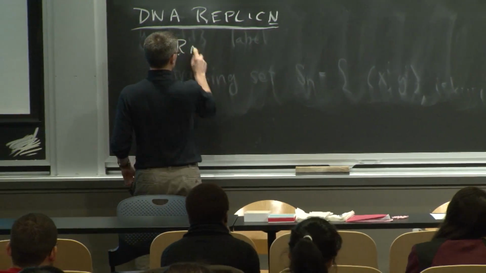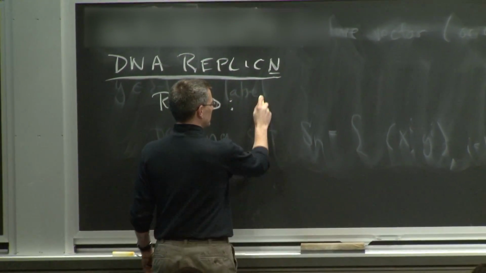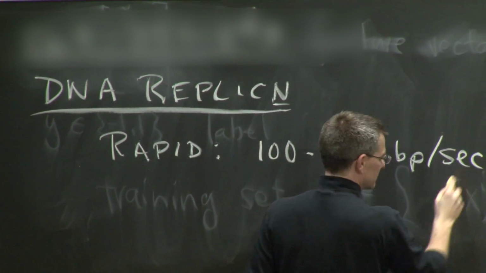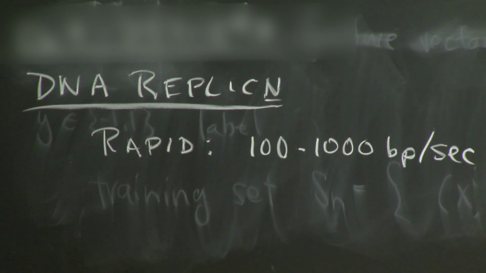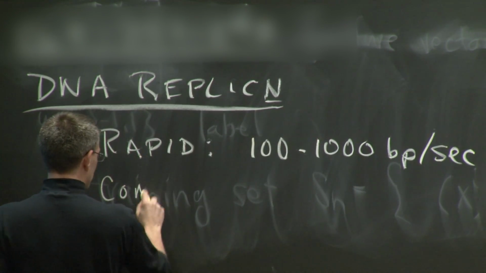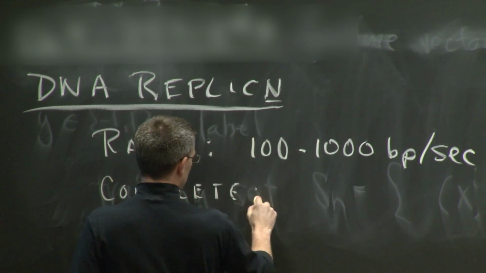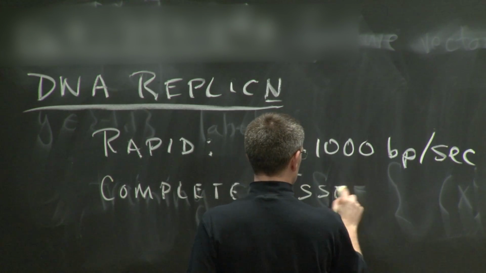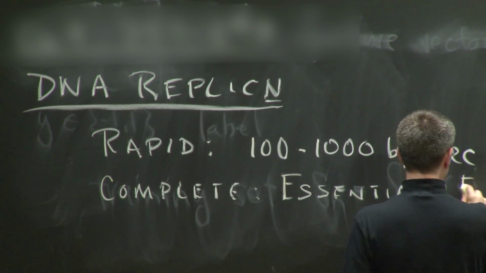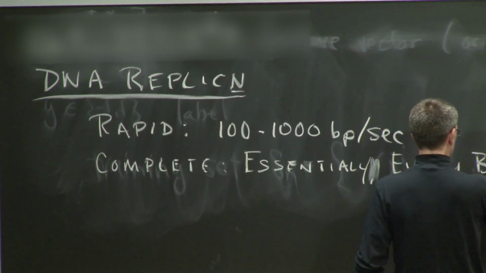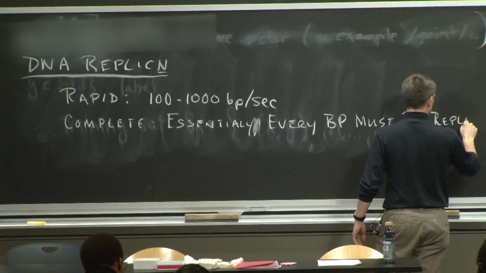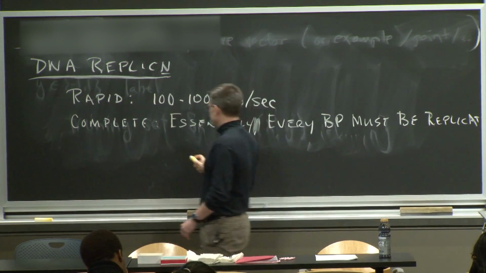Okay, so what are the properties of DNA replication? First of all, it's rapid. Okay? It's somewhere between 100 to 1,000 base pairs per second are synthesized by a typical DNA replication machine. Okay? It's also complete for the reasons that we just talked about. So essentially, and there are a few exceptions to this, every base pair must be replicated in the genome.